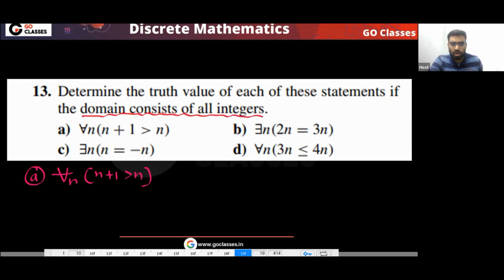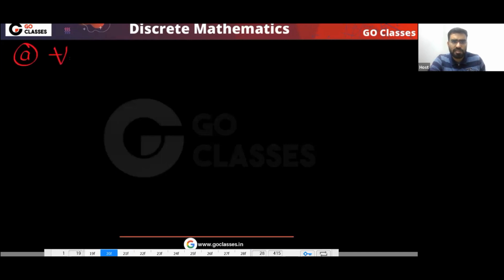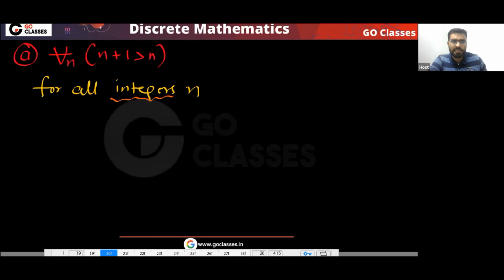This is the domain. So how do you read this in English? For all n, n plus 1 is greater than n. And the domain is the set of integers. So I can say that for all integers n, because this is the domain. Remember why I am writing integers here? Because this is the domain. So I can say for all n in the set of integers, because the domain is the set of integers.